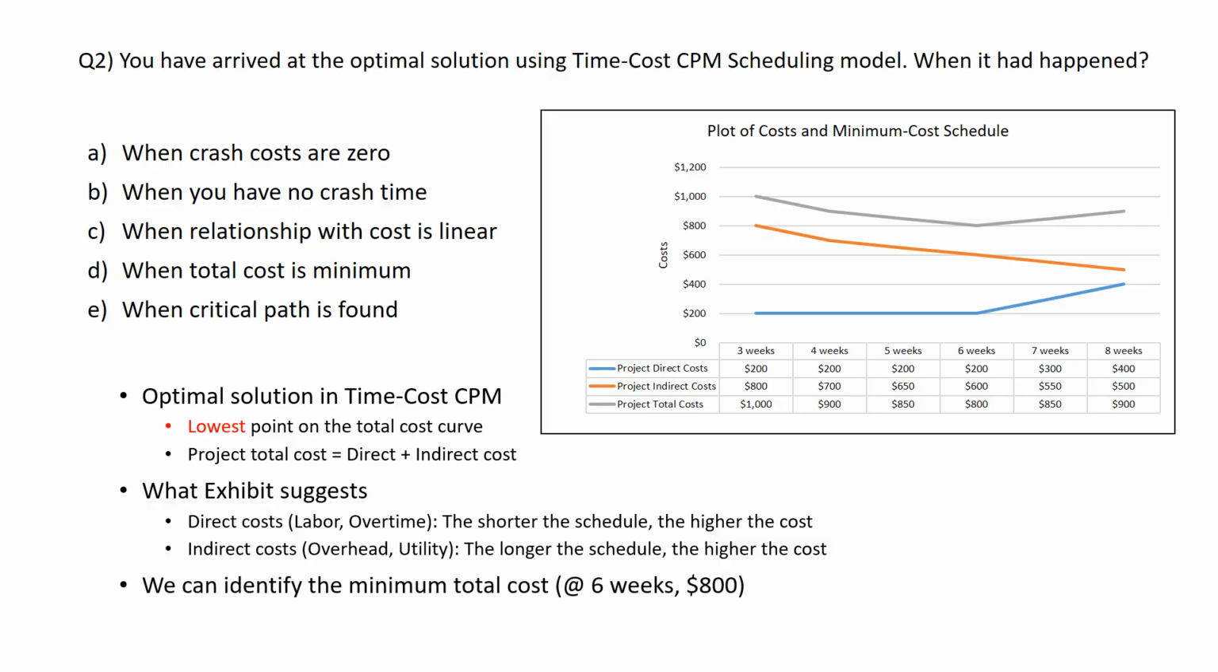So what we can identify from this optimal solution is we can identify the minimum total cost. So that description matches to choice D, when total cost is minimum. That is the optimal solution that time cost CPM aims.